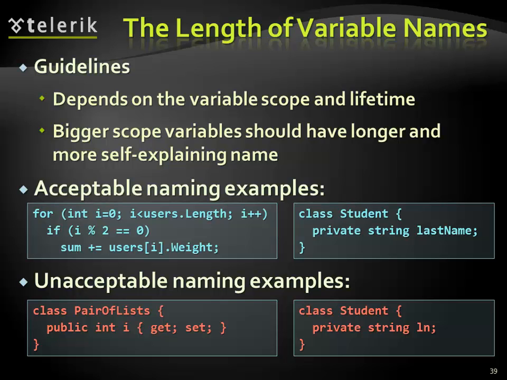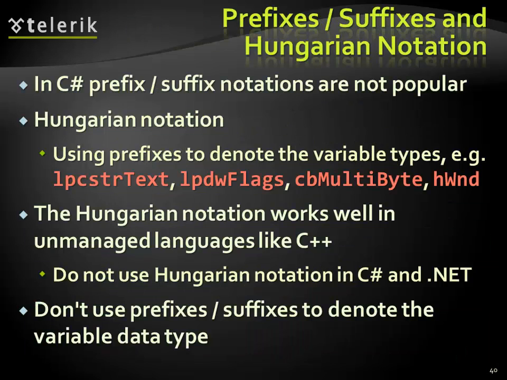When to use prefixes and suffixes, what are the best practices? In some other languages, we know Hungarian notation is very widely used. In C#, this notation is not very popular, and it should be avoided as much as possible. The Hungarian notation normally describes the variable types by adding a prefix in front of the meaningful name. So for a combo box, for example, which is called multibyte, the name would be CB or CBX multibyte. But in .NET, we don't really need to do that. The Hungarian notations work well in other unmanaged languages like C++, so it's not completely useless, but not in the context of C# and .NET.